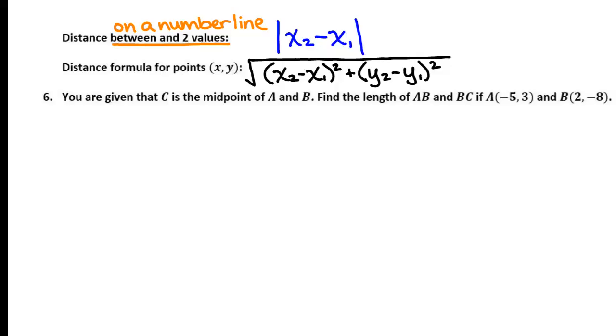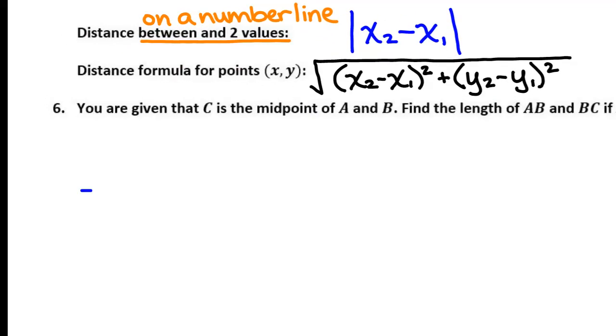All right, last problem that we are going to do for today, number 6. You are given that C is the midpoint of A and B. So let's draw a picture. I'm going to draw my segment first, and I'm going to draw my endpoints. What are the names of the endpoints here? A and B. So A for one, B for the other.